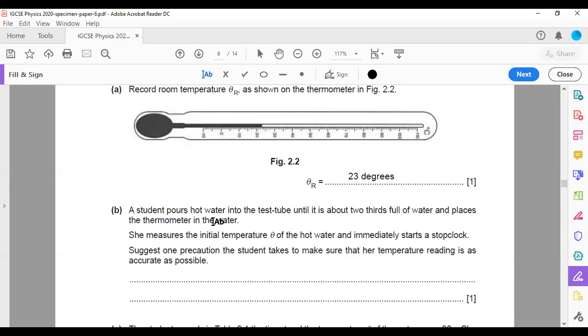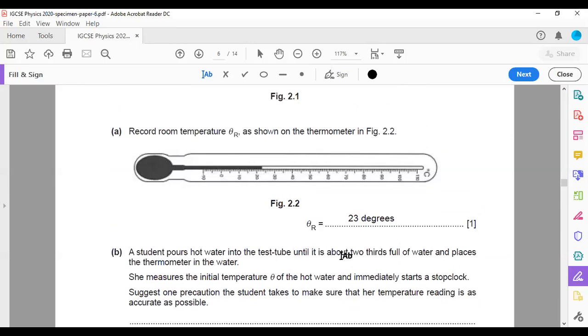They said a student pours hot water into the test tube until it is about 2/3 full of water and places the thermometer in the water. She measures the initial temperature theta of the hot water and immediately starts a stop clock. So as soon as she puts in the thermometer, she takes the reading and starts the stop clock. After some time, she takes her next reading.